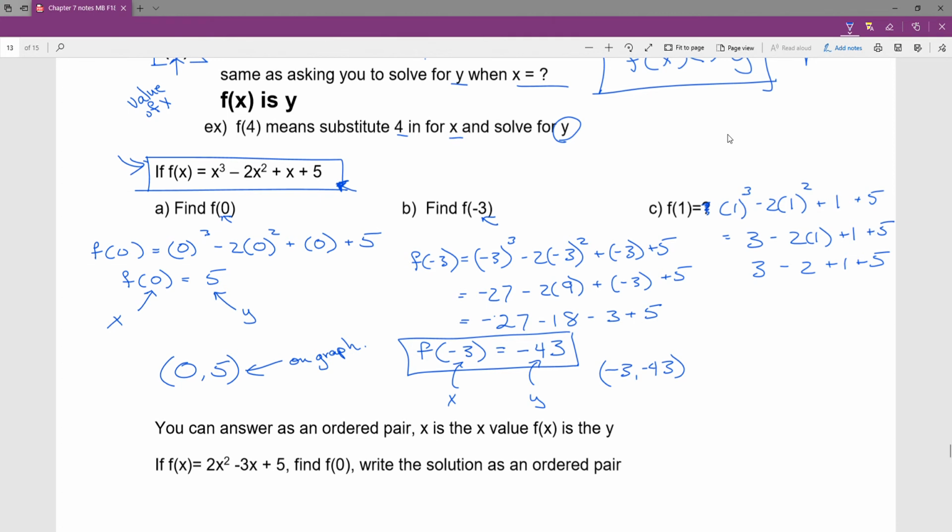Oops, what did I just do? Oh, there we go. That's not right. Somebody was probably waiting for me to catch that one. 1 times 1 times 1 is not 3. It's 1. There we go. That looks a lot better. So I get a final answer of 5 here. So f at 1 is 5. What we're saying here is that y equals 5. Or there is a point (1, 5) on the graph.